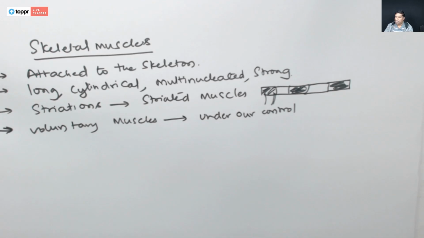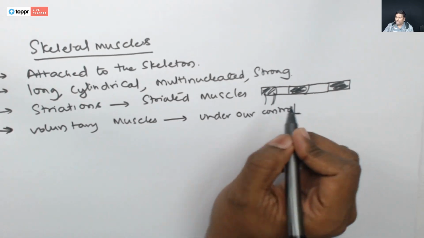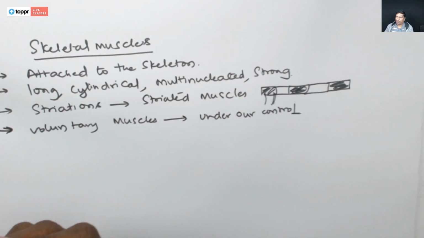which are attached to the bones in your fingers are under the control of your brain, under the control of the conscious part of the brain. If you want, you can move them, or if you don't want, you can stop moving them. It's up to you. So those muscles which are under your control are voluntary muscles, and skeletal muscles are voluntary muscles.